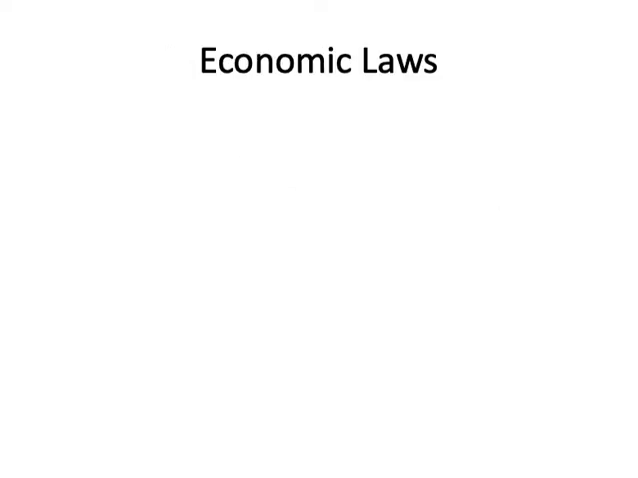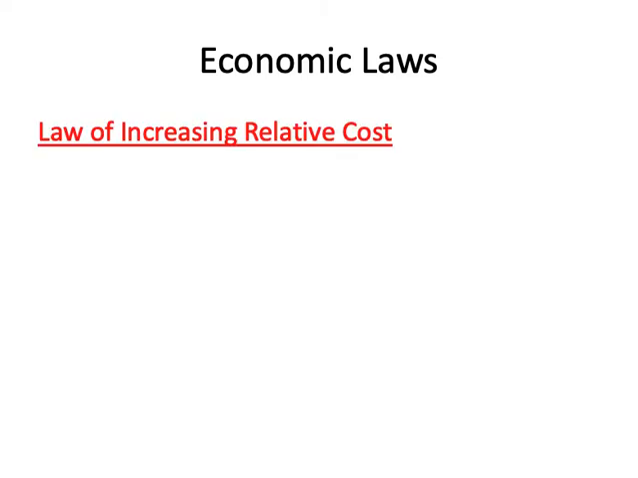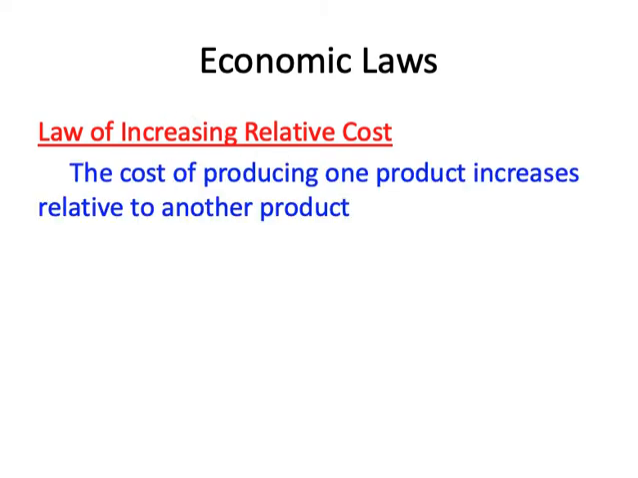So let's look at some economic laws, 3 of them specifically. So the law of increasing relative cost. Okay, so economists are pretty straightforward with their language. So it's law of increasing, something is going higher. What is that something going higher? The relative cost is going higher. So this is a law, and it talks about increasing relative cost. So the law states, the cost of producing one product increases relative to another product.